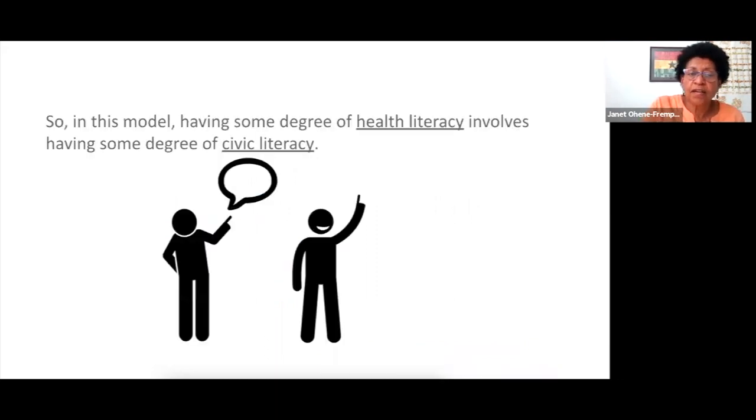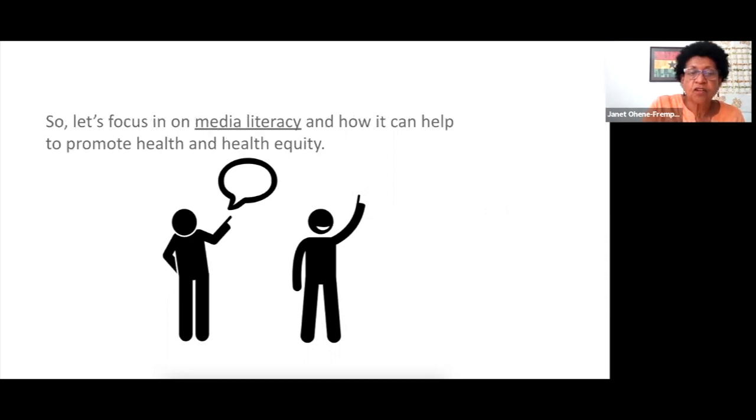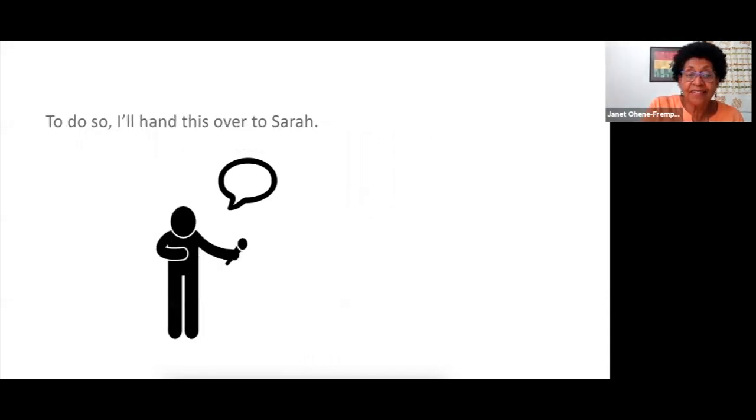Okay. So in their model of health literacy, their expanded model, that goes way beyond just reading and writing and how clear our messages are and how effective our messages are. Some degree of health literacy involves some degree of civic literacy. And having some degree of civic literacy involves some degree of media literacy. So let's focus on media literacy and how it can help to promote health and health equity. And to do that, I will turn this over to Sarah.